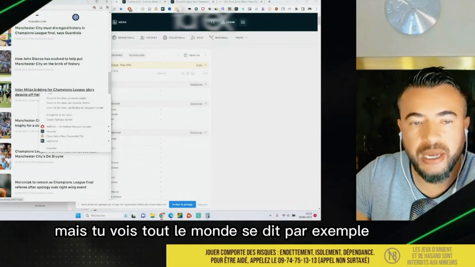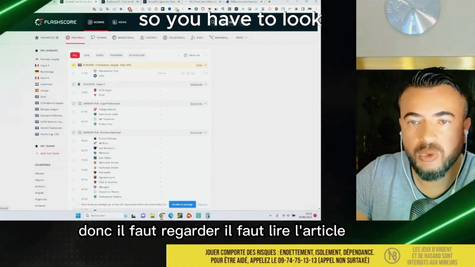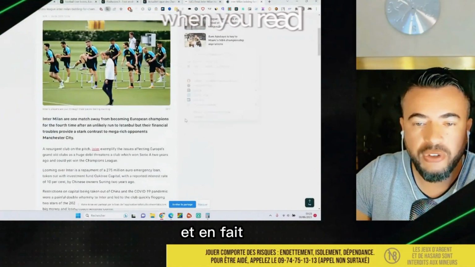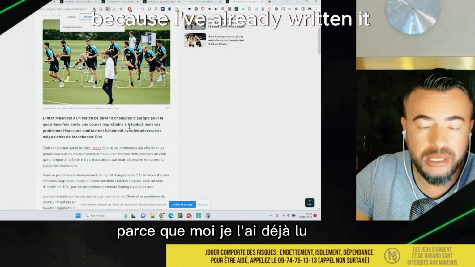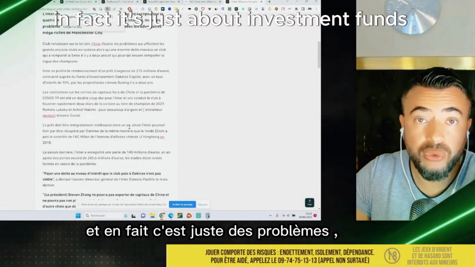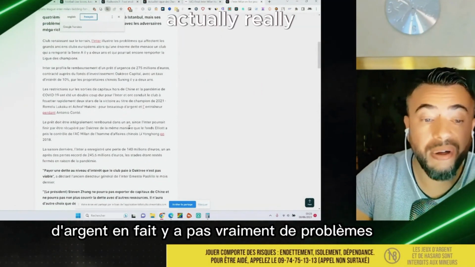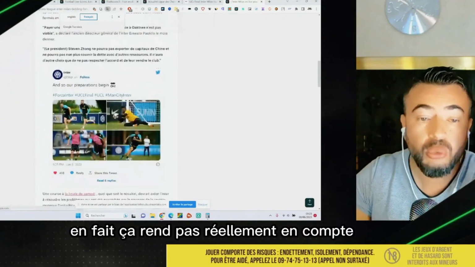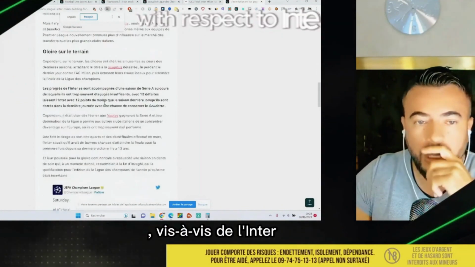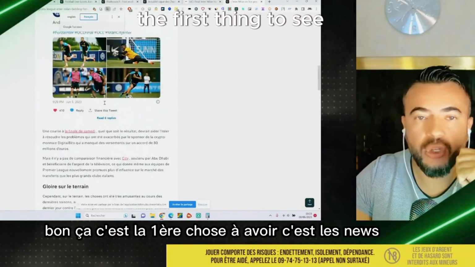So you see, we say, for example, that Milan has problems. So you have to read the article. And actually, when you read the article, you see it's really just about investment funds, capital, money. Really no problems like injured players. It doesn't really come into account with respect to Inter. Well, that's the first thing to see: the news.